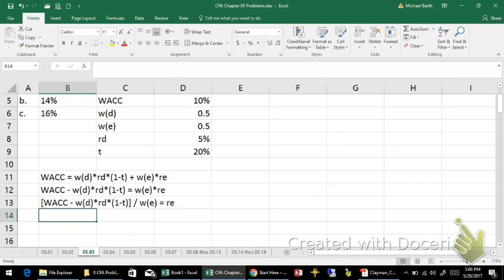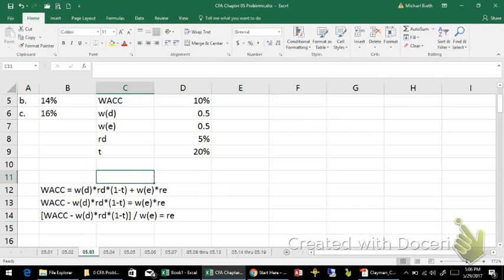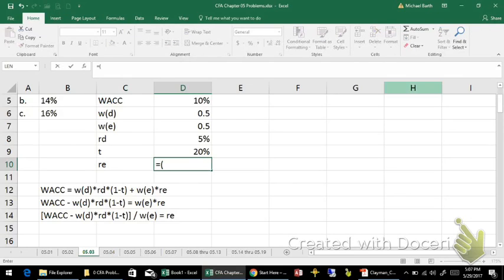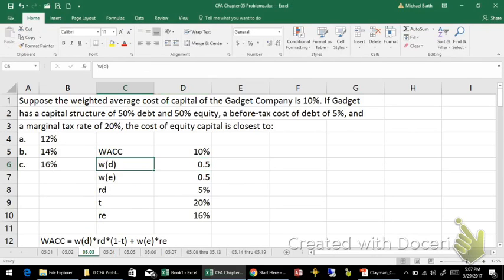Alright, so now that I've got all my terms up here, if I'm solving for RE, the cost of equity, it would be equal to weighted average cost of capital minus the weight of debt times the pre-tax cost of debt times 1 minus the tax rate, divided by the weight of equity. And it comes out to 16%, which is choice C from the problem.